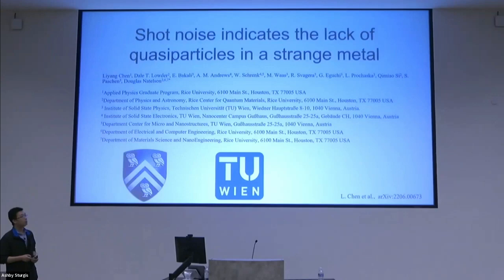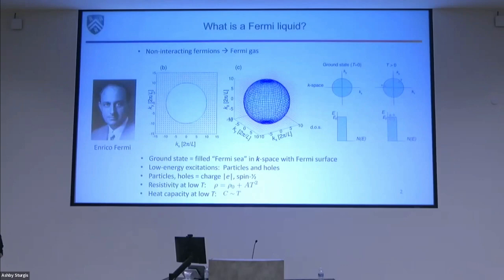So I'm going to talk about the shot noise measurement in strange metal, including ytterbium rhodium 2 silicon 2 nanowire, and how the shot noise indicates the quasiparticle-like particle in this strange metal. Since the measurement is in the strange metal, we compare it with some normal metals. So let's first start with the normal metal.